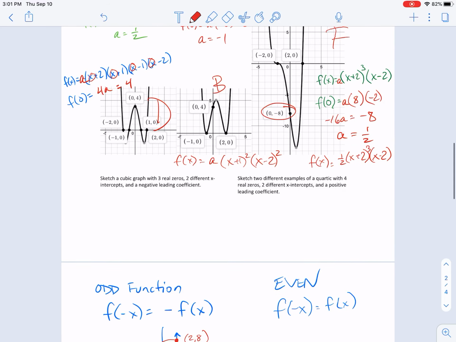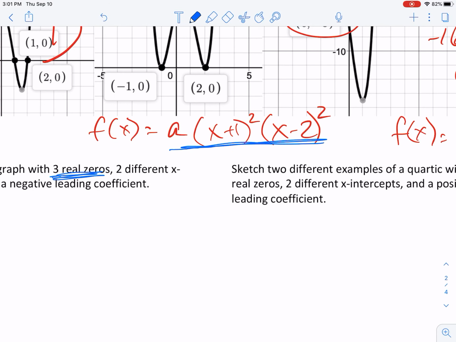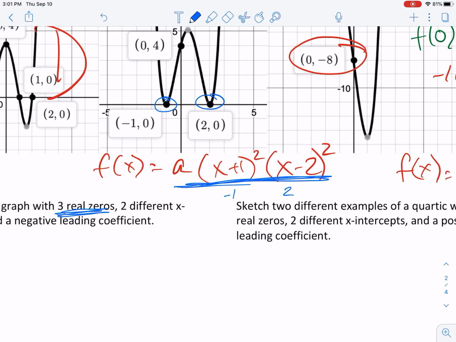Okay. Last thing that they asked us to do is they said sketch a cubic graph with 3 real zeros, 2 different x-intercepts, and a negative leading coefficient. This is saying there's 3 real zeros. That means, like, back over here, we have 4 real zeros. We had negative 1 that showed up twice, and we had positive 2 that showed up twice. So this one would only have two x-intercepts here and here, but it has 4 real zeros. If we FOILed it all out, it would end up being x to the 4th. There's 4 zeros, it's just that 2 of them both happened twice.